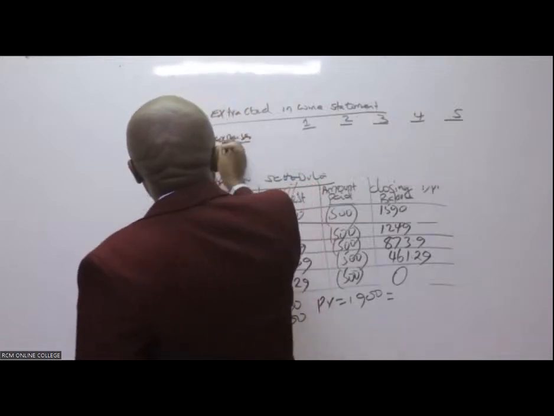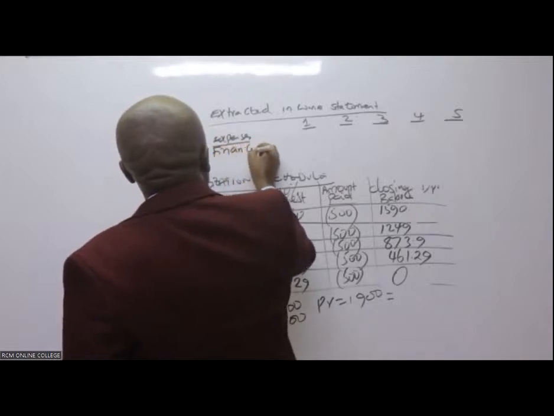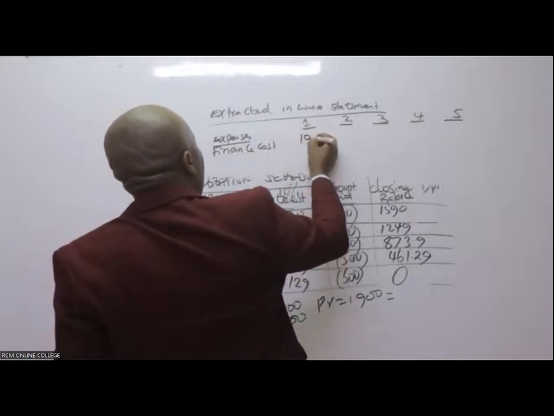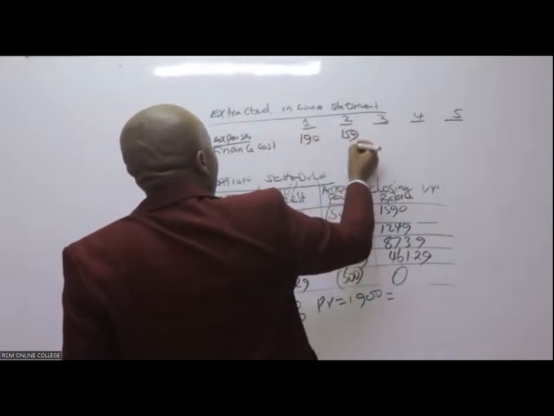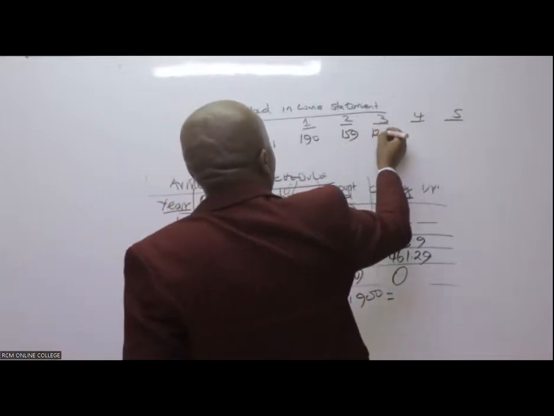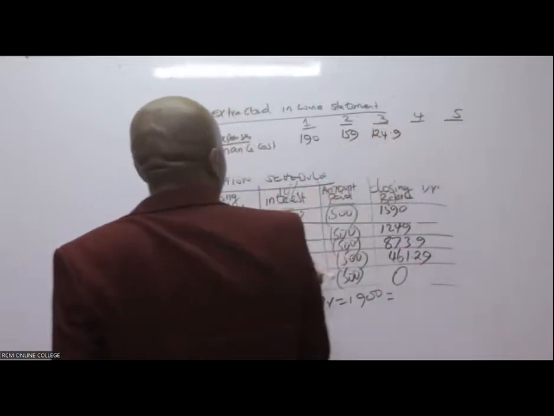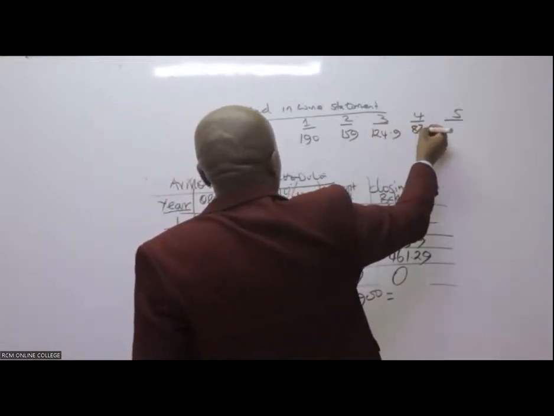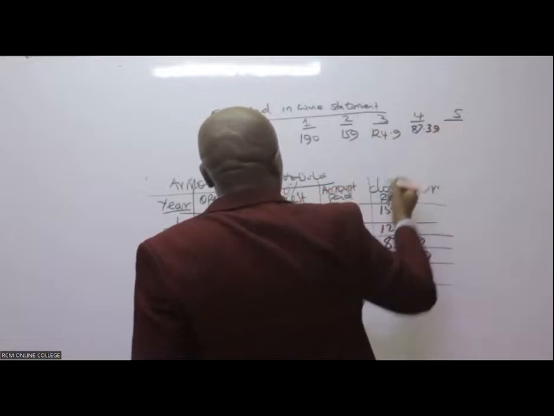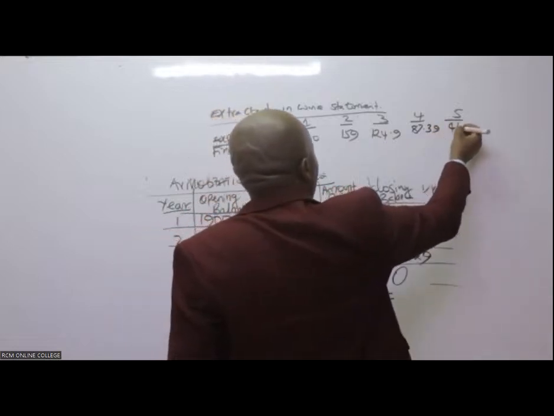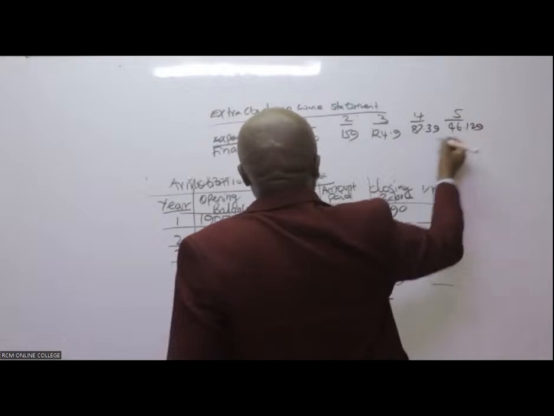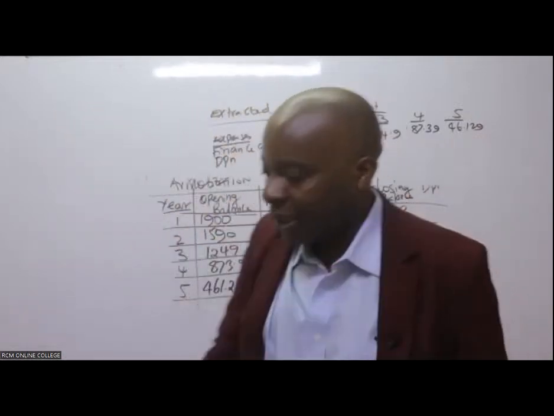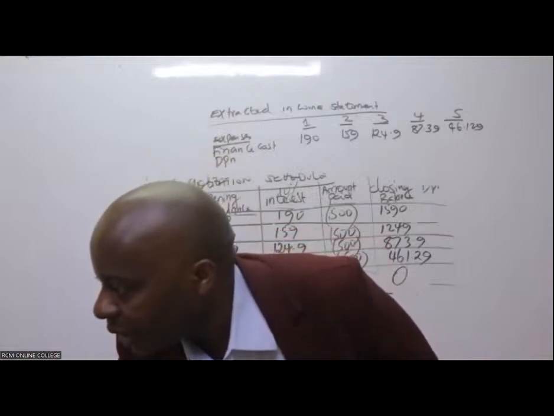So we have the finance cost. The interest is the finance cost. So we have 190, we have 159, we have 124.9, I'm just copying these figures of interest. We have 87.39, and 46.129. And then, of course, he's charging depreciation here.